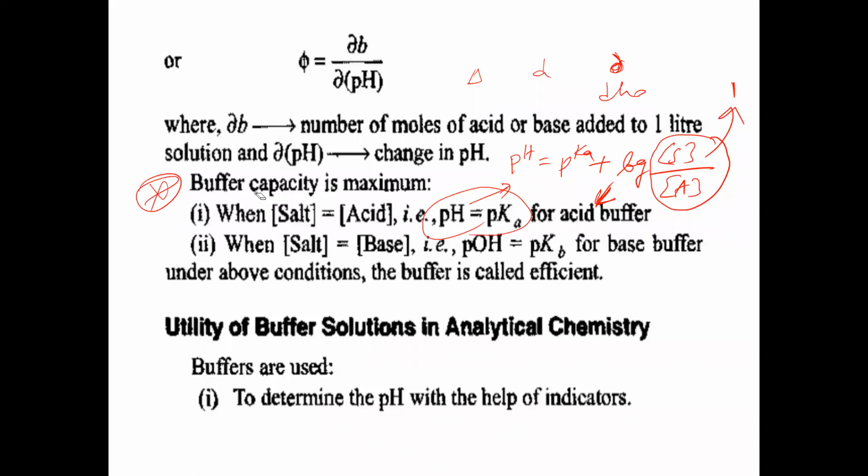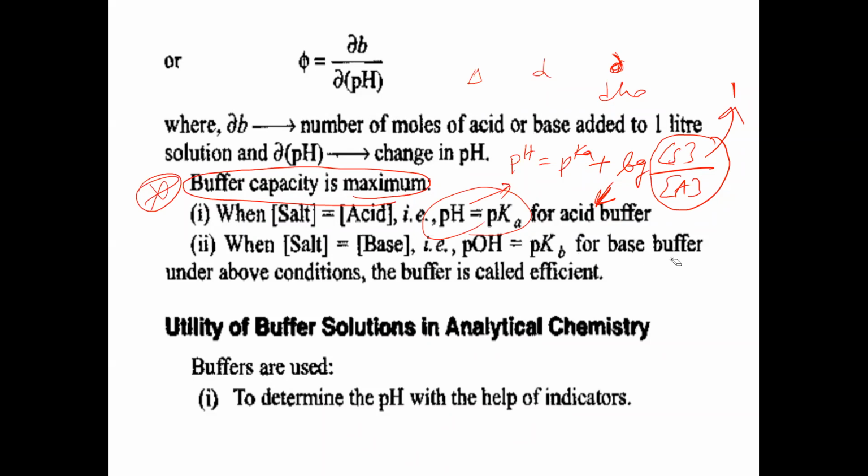So what you have to understand here is that maximum buffer capacity means pH should be equal to pKa for an acidic buffer, and pOH should be equal to pKb for a basic buffer. Whenever the problem mentions that the buffer has maximum buffer capacity, immediately you have to understand that salt concentration is equal to acid concentration. Therefore, the pH of an acidic buffer is equal to pKa. Is the concept clear?